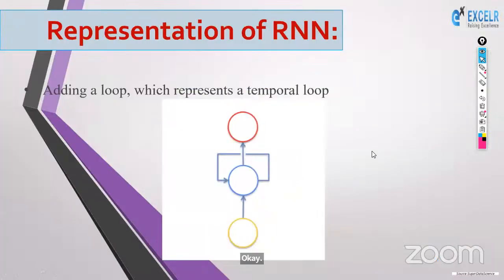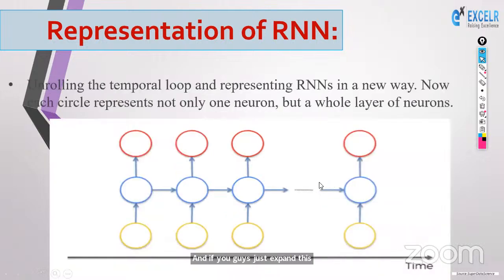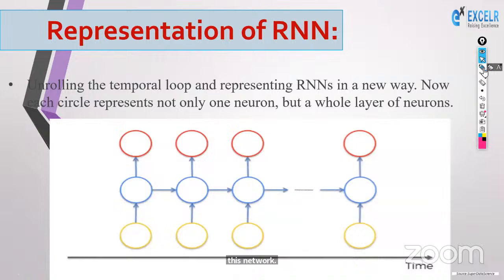So up to this point, we understood how an RNN network looks like. And if you just expand this network, how will it look? If you see here, this is not a single input node. We have a couple of other input nodes at the back side of this particular input node, right? Same for these connections and these nodes. Now, if you expand this network, you will get a network like this.